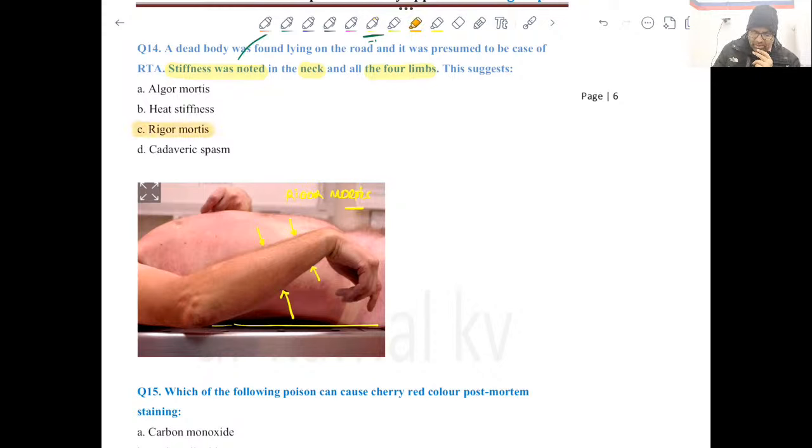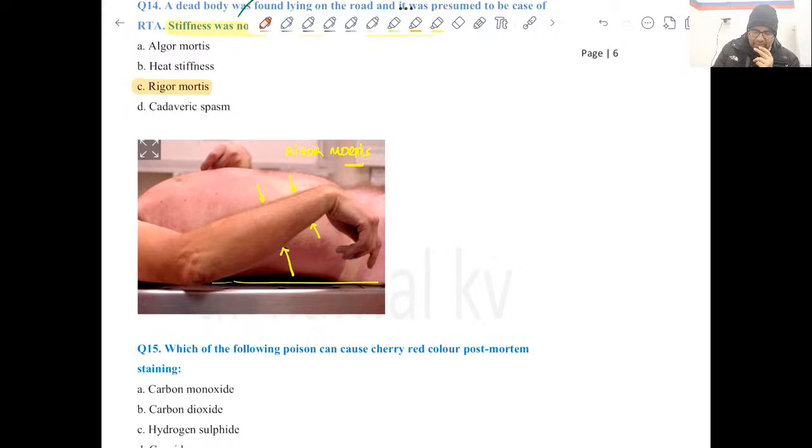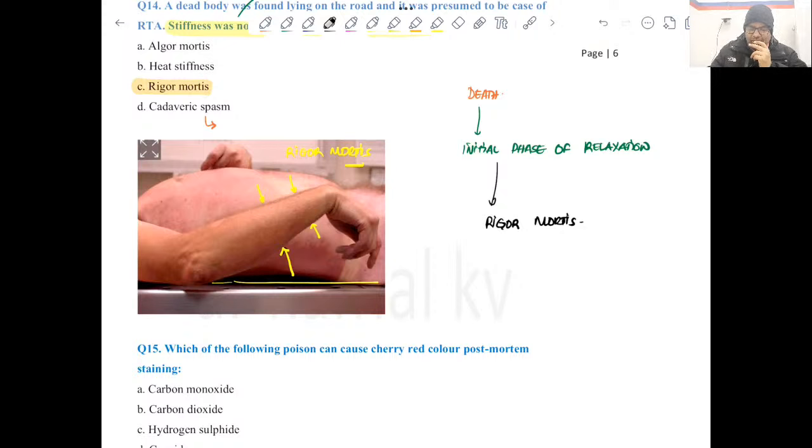Clear? So this is rigor mortis, and should not be confused with cadaveric spasm, in which a group of muscles which were in a state of contraction at the time of death directly passes into rigor without that initial phase of relaxation. Because what happens? Death, there is an initial phase of relaxation, and then the muscles go into rigor. Clear? So this is the usual course.